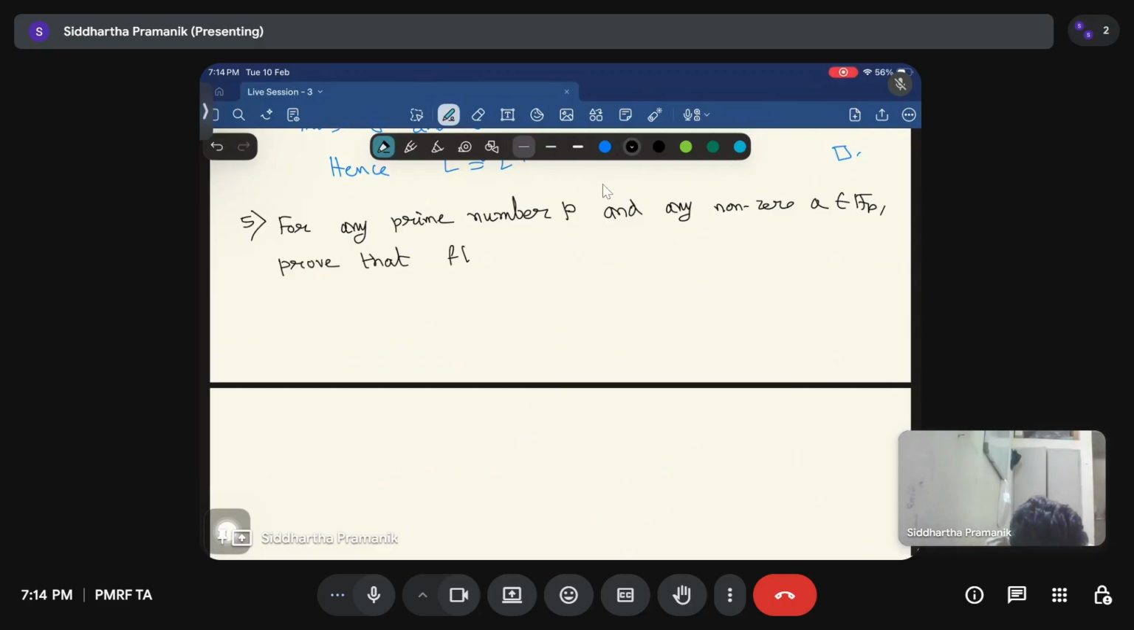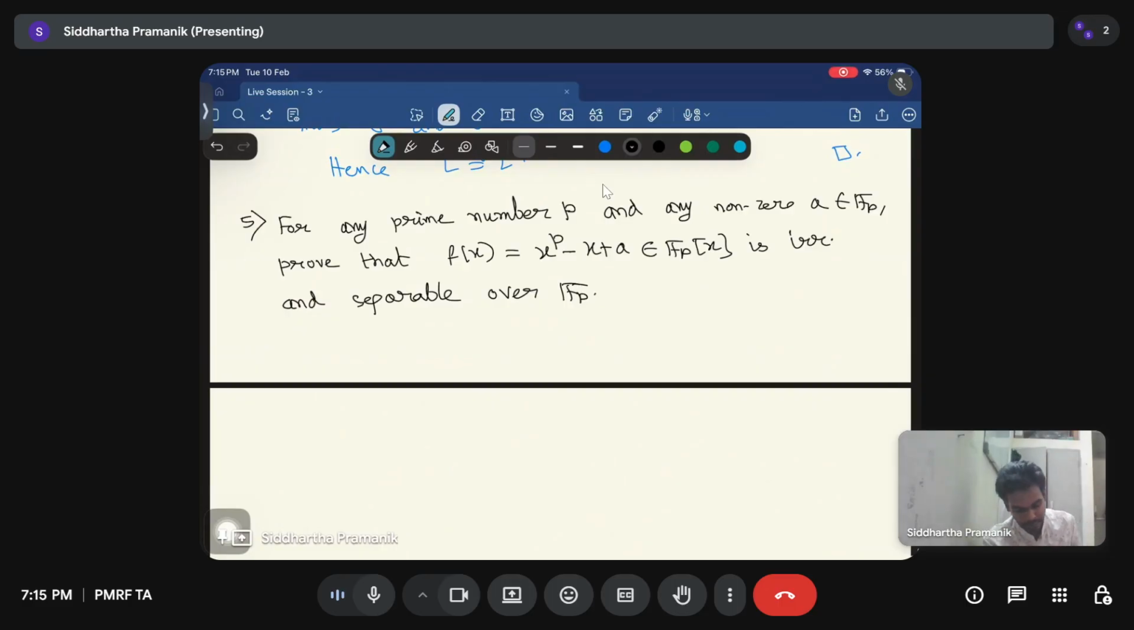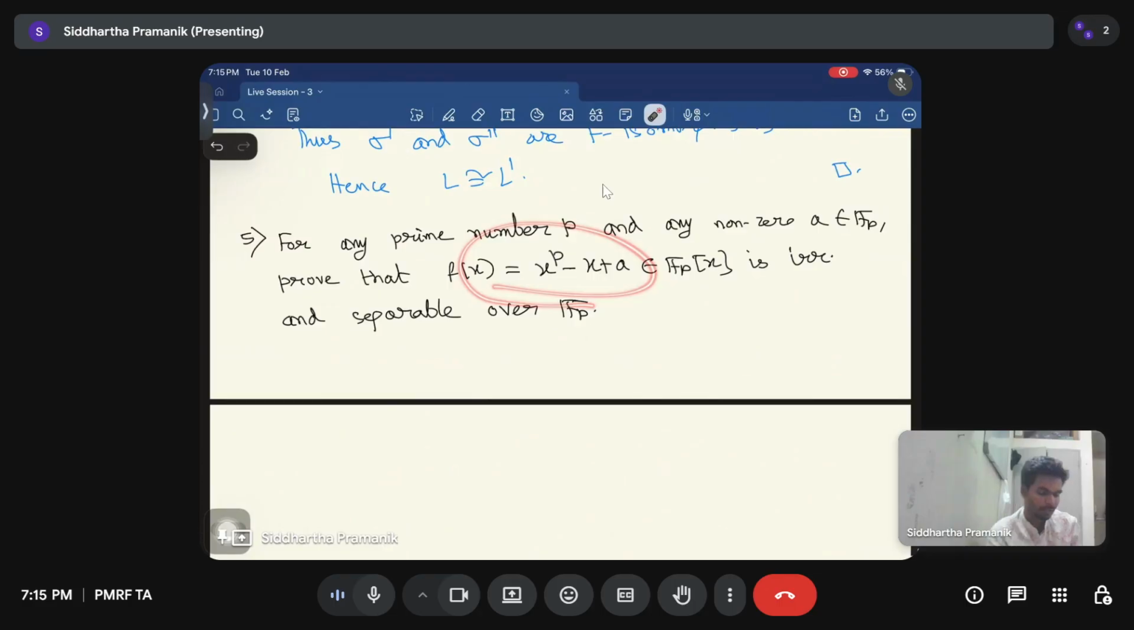this polynomial defined by f(x) = x^p - x + a, which belongs to F_p[x], is irreducible and separable over this F_p, the finite field with p elements. So we need to prove that this polynomial is irreducible and separable. So only two things.